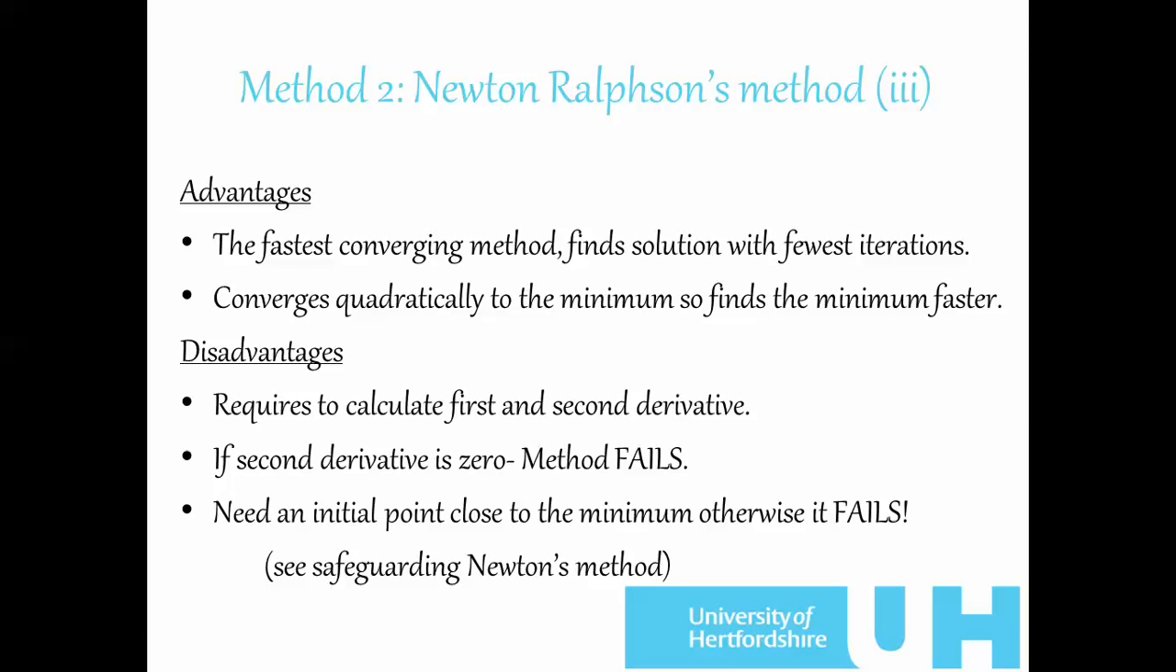The disadvantages are it requires the first and the second derivative, so we have an extra calculation to do. And if the second derivative is 0, the method will fail because you cannot divide by 0 in a fraction. And the third point is that the initial point x0 has to be close to the minimum, because if it's not close enough, Newton's method will not converge to a minimum. It will go infinitely far away from that minimum.